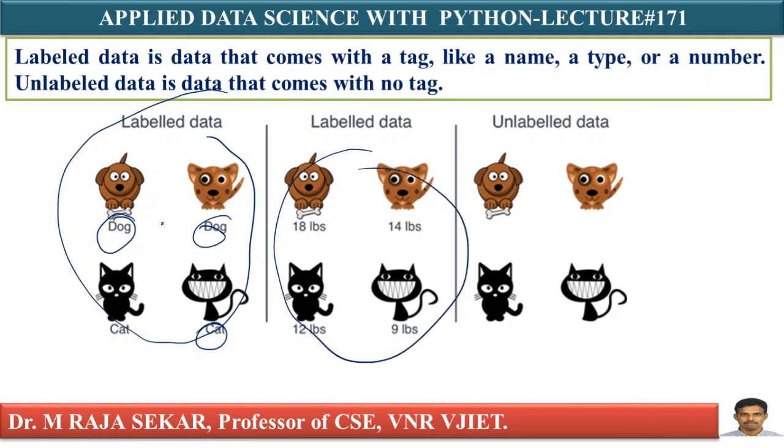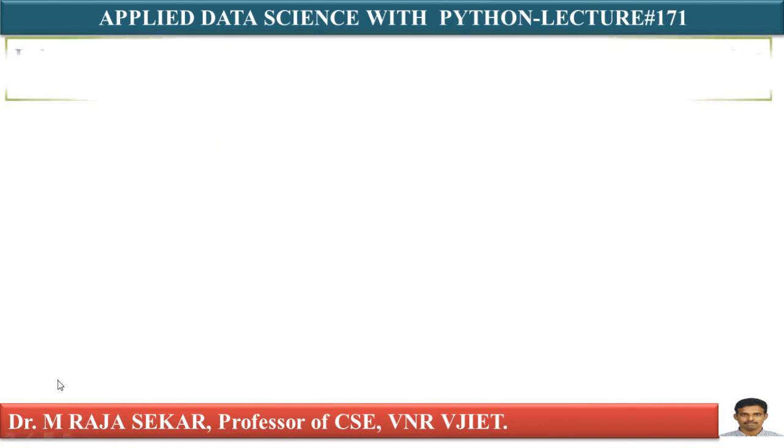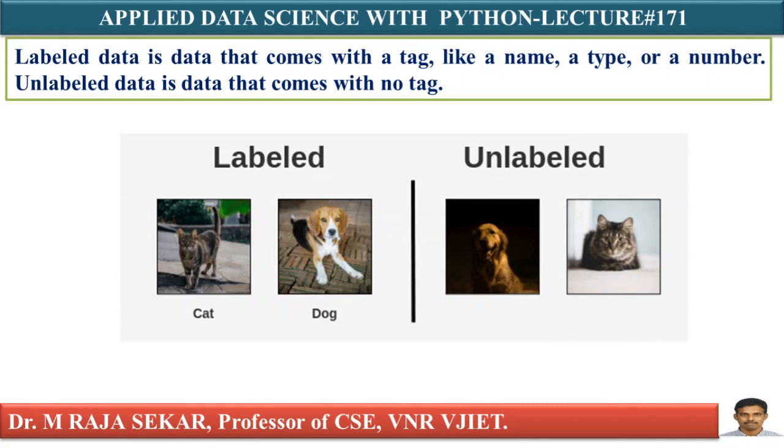The tag may be a name. The tag may be a number. Here you have a tag number. But here you don't have a tag. If you don't have any tag, I can say that is unlabeled data. That's another example of labeled data. Just see, here I have tags. As these images have tags, I can say they are labeled data. If they don't have tags, I can say unlabeled data.